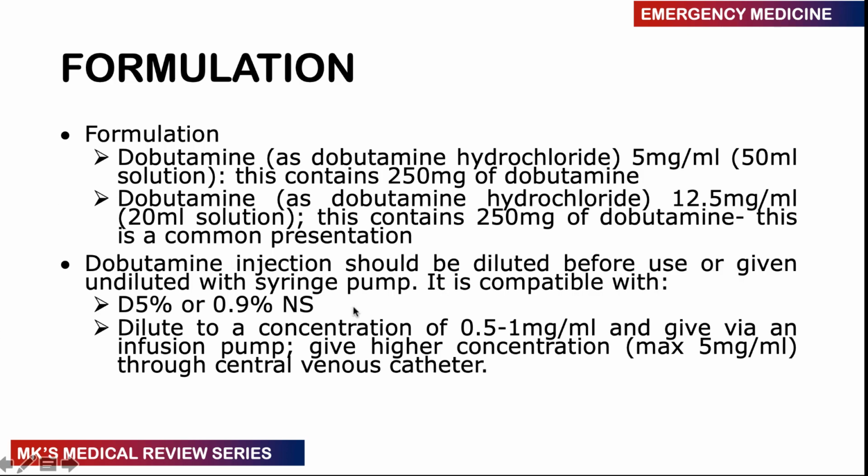Remember that the injection should be diluted before you give it, or if given undiluted, with a syringe pump. It's compatible with 5% dextrose and normal saline, and you dilute it to a concentration of 0.5 to 1 milligram per mil and give it via an infusion pump. If you give higher concentrations, a maximum of 5 milligrams per mil, you have to give it through a central venous line.